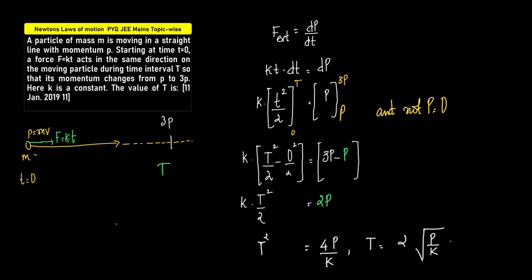So 0 square by 2 is 0. k into t square by 2 is equal to 3p minus p, which is 2p. So t square is equal to 2 into 2 is 4, 4p by k. t is equal to root of 4, which is 2, root of p by root of k. So t is equal to 2 into root of p by k.